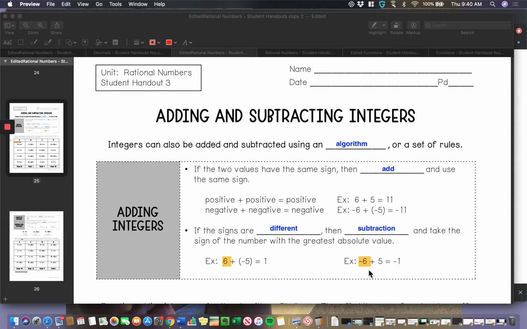Let's take a look at the next example. The absolute value of negative 6 is 6, and the absolute value of 5 is 5. But this, again, has a higher absolute value, so it becomes negative.